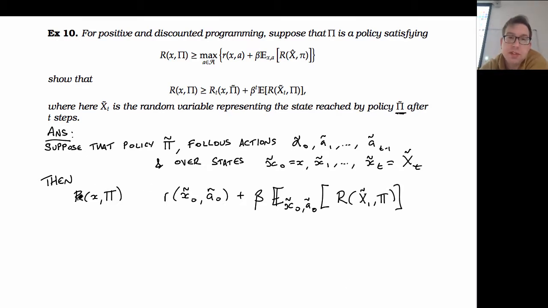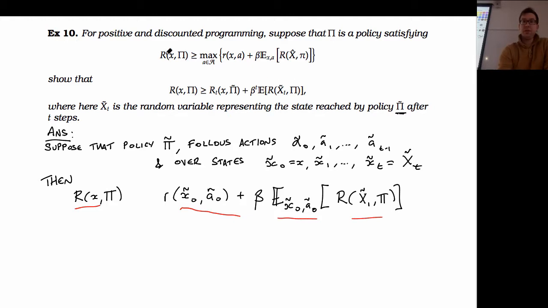okay, which of these two is bigger, this or this? So we've got the reward from R of x, or we've got the reward if I take action a tilde and then I follow policy pi, which is bigger. So who says this is bigger? Who says this is bigger? So one person says it's bigger. Okay, so why is that?